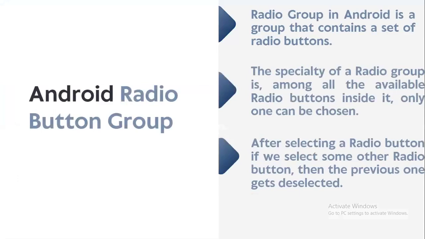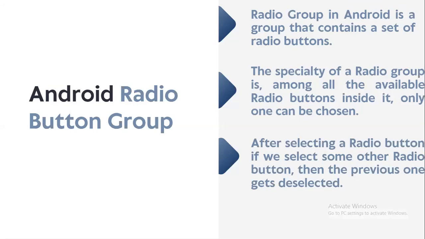Now we'll see what is radio button group. Now, radio button group or radio group in Android is a group that contains a set of radio buttons. Means it is not a single radio button, so it contains multiple radio buttons. The speciality of this radio group is among all the available radio buttons inside it, only one can be chosen.